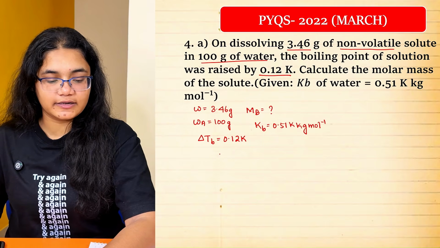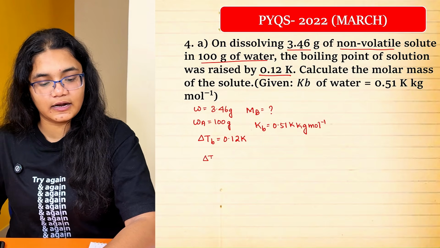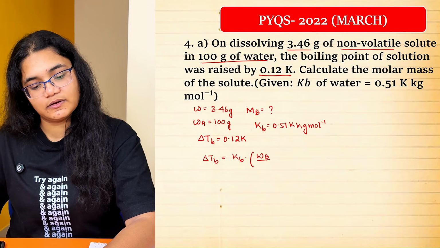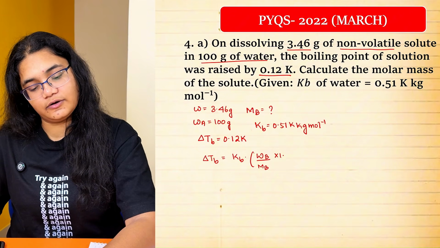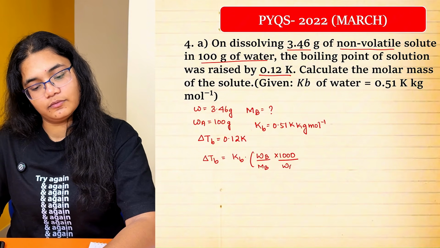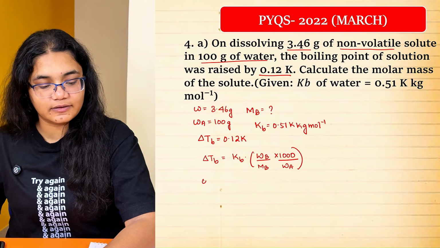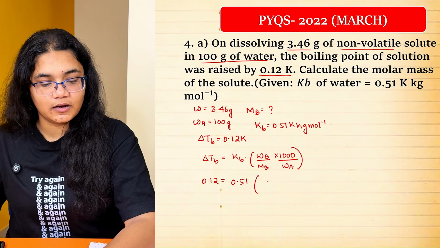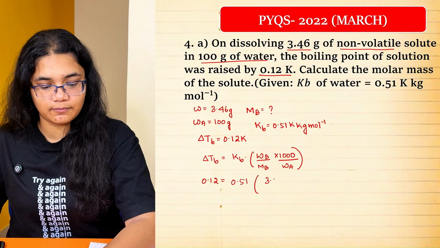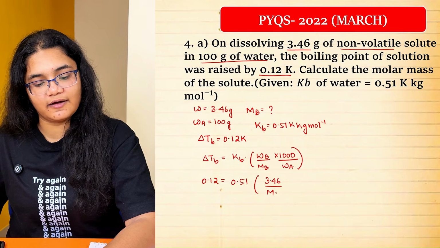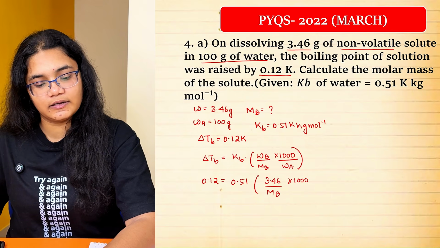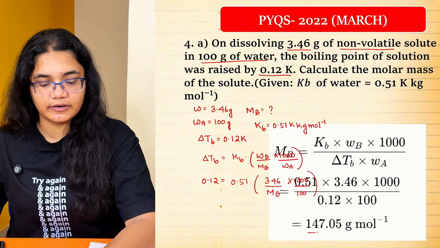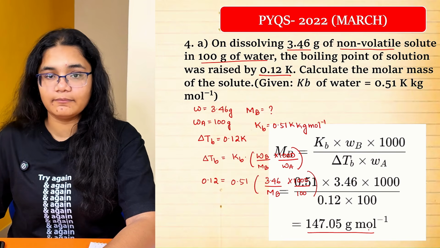Now let us find this value. Delta TB is equal to Kb into given mass by molar mass into 1000 by W. Delta TB is 0.12, Kb value is 0.51, WB is 3.46, MB I have to calculate, into 1000 by WA, which is 100. If I solve this, the MB value we get is 147.05 gram per mole.